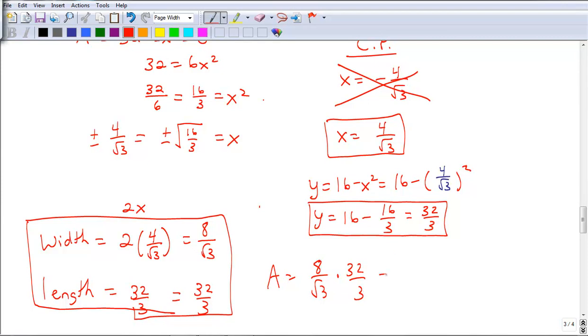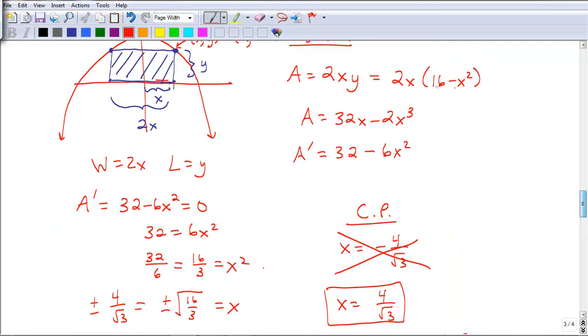That's 256 over 3 root 3. And there are no units, so I can't go any further with my answer. But I have the dimensions, and I have the area that go with the largest rectangle. The same process: take your objective function and plug it in to get a single variable, take the derivative, and set that derivative equal to 0.